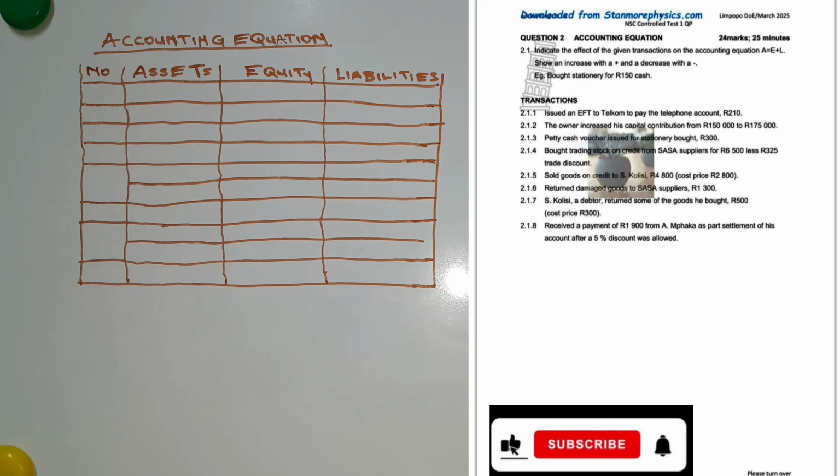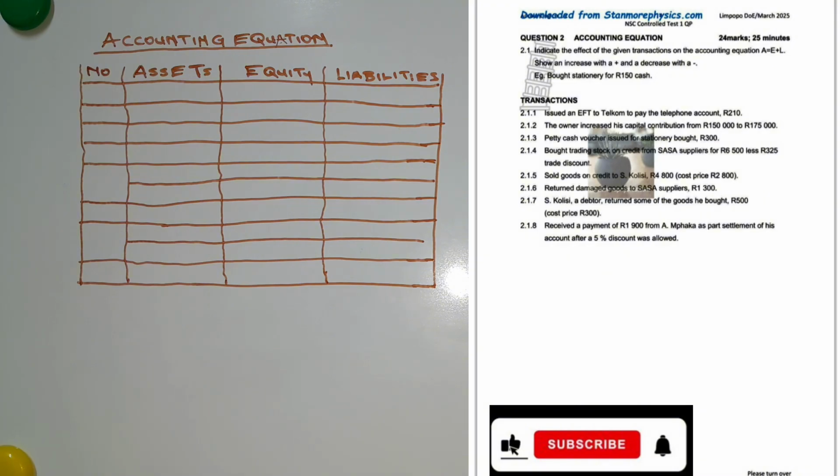Without waste of time, let's go to question number 2.1. Indicate the effect of the given transactions on the accounting equation. We have A is equal to E plus L, meaning A stands for asset, E for equity, L for liability. Show an increase with a positive and a decrease with a negative. If it's an increase under asset, you have to indicate it with a positive sign. Then if it's a decrease, you have to indicate it with a negative sign.